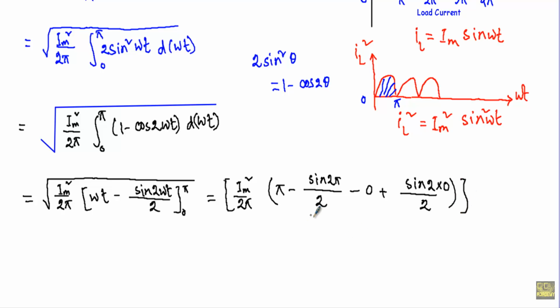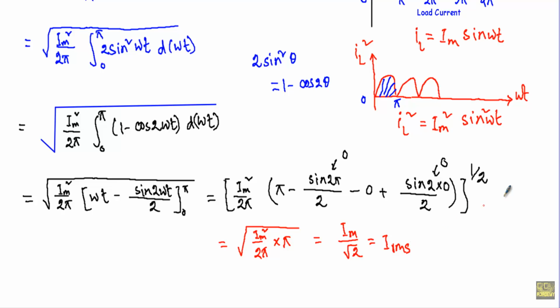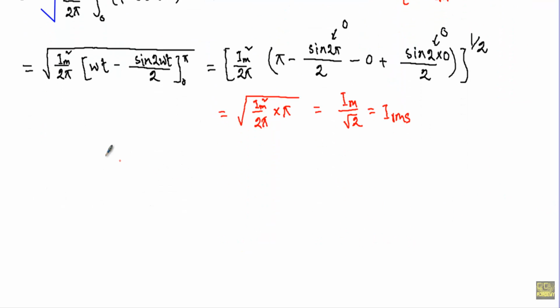From here, sin twice pi will have a value of 0, and this will also have a value of 0. In the exponent I will take the half because root over indicates 1 by 2. So here I will take Im square divided by twice pi into pi, because all other terms will be 0. So here you will see our IRMS will be equal to Im divided by root 2. It will be IRMS.